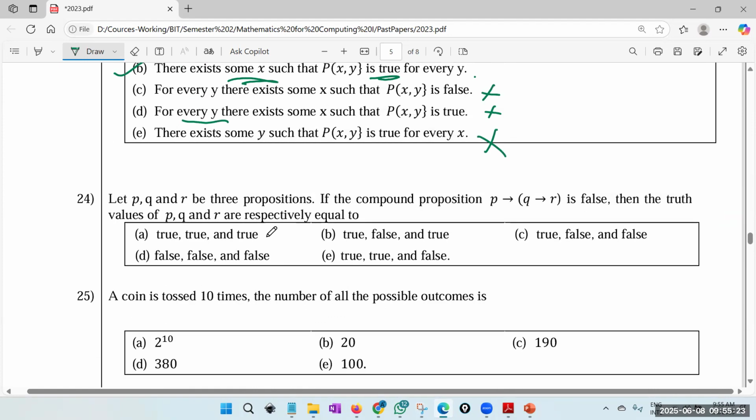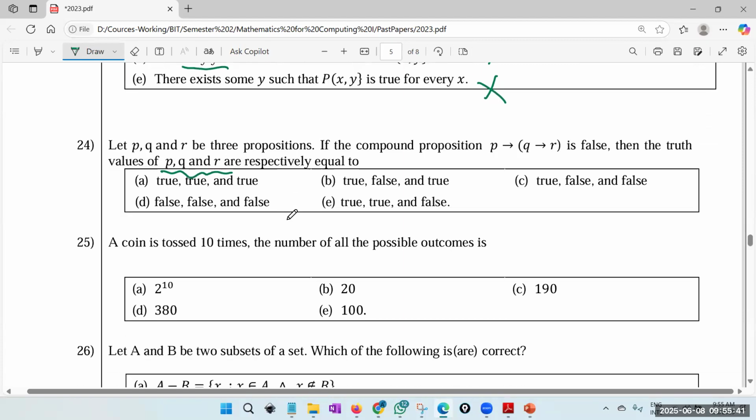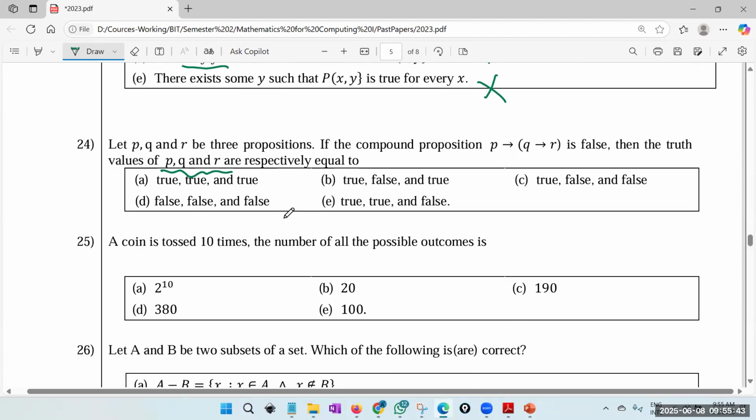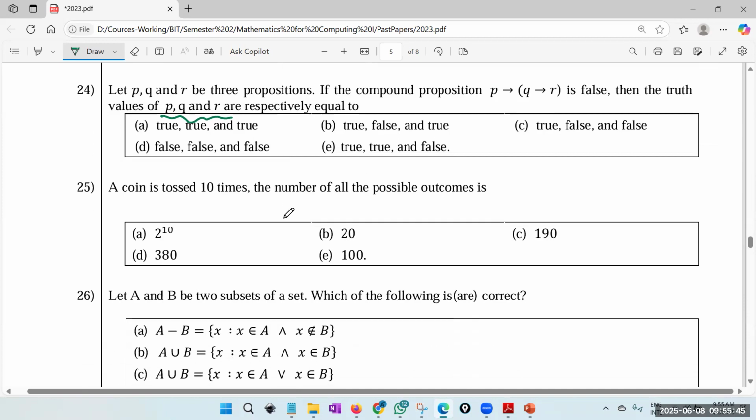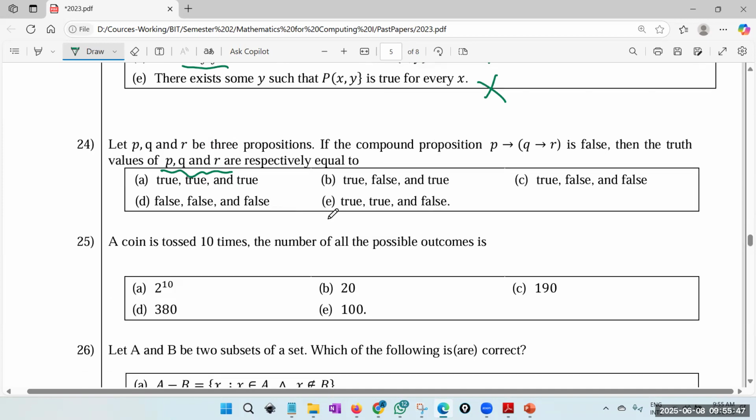24. Let P, Q, and R be three propositions. If the compound proposition P implies Q implies R is false, then the truth values of P, Q, R are respectively equal to... P, Q, R. P implies Q implies R is false. What is that? This must be false. I think because we have the answers, we can check one by one.